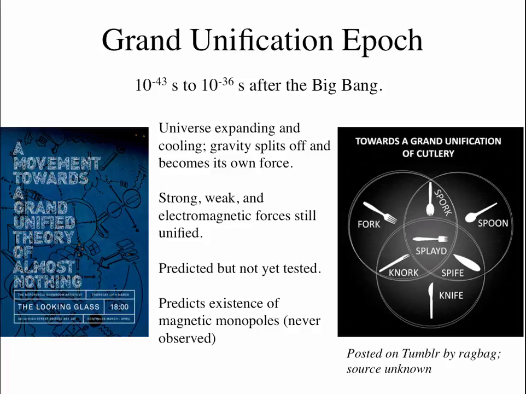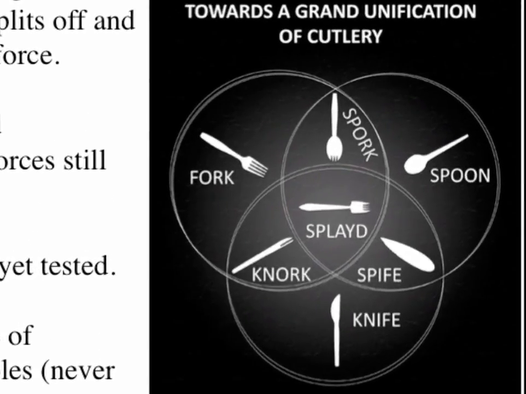Again, this is a hypothetical. We don't have a good explanation for it yet. And gravity would have been its own force. At this point, you would have had the three other forces, the strong and weak nuclear forces and the electromagnetic force, still unified as one. So if you think of it in terms of a unification of cutlery, you're talking about a spoon plus a fork plus a knife, or a spade.